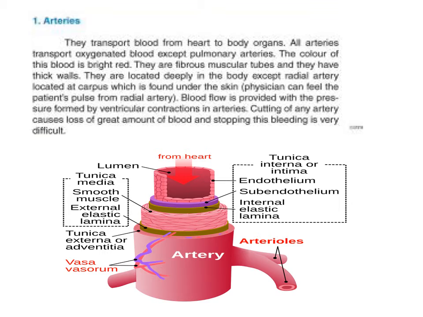Now you can see this picture of an artery and its layers. There are many layers: external elastic lamina, smooth muscles, tunica media, lumen. There are 4 or more layers that make up the wall of the artery, and we say the walls of arteries are thick.